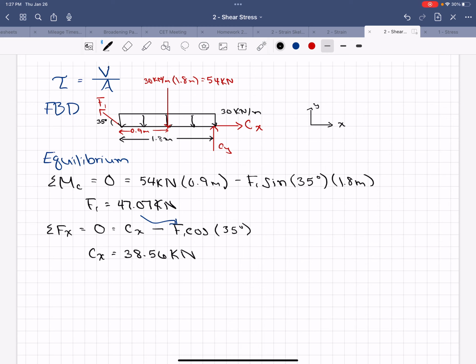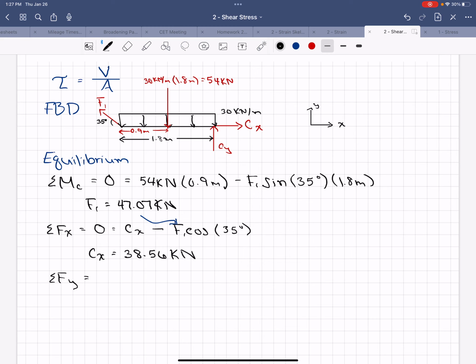Okay, and then I need to find Cy. So I could do the sum of the moments about B, or I could do the sum of the forces in the Y. I'm going to do, for some reason, I did the sum of the moments about B. That's kind of a fun way to do it, I guess. That's what I'll do. Or you could just do the sum of the forces in the Y.